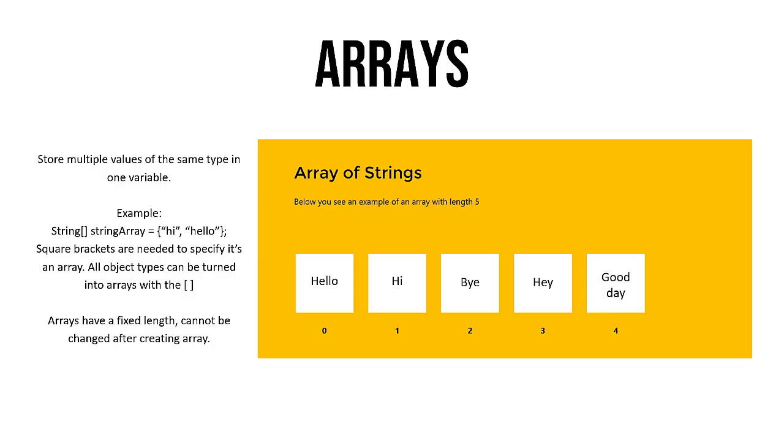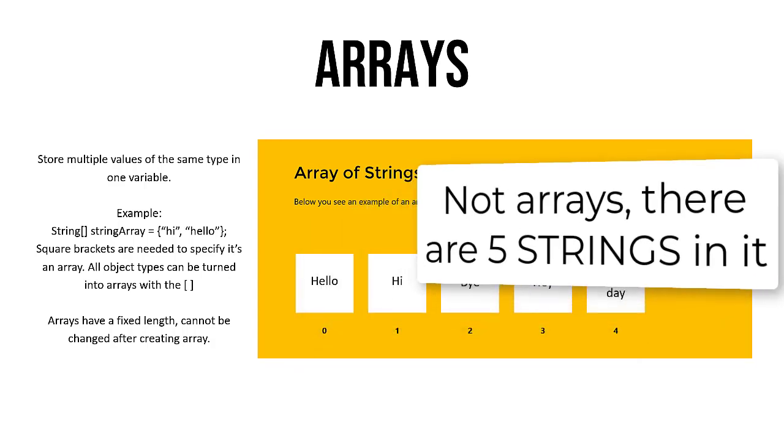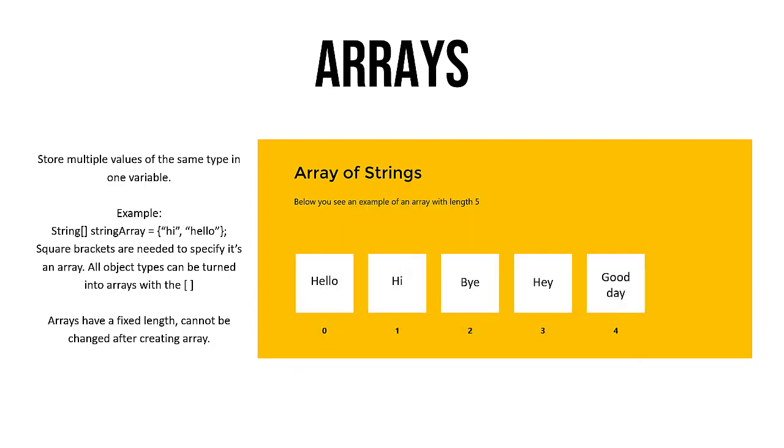Arrays allow you to store multiple values of the same type in one variable, a so-called array. You see an example of an array on this slide. It's a visual representation. This is an array of strings, and there are 5 elements in it. You can see it, these are the white squares. The length of this array is 5, but just as with strings, the maximum index of this array is 4. So again, we start to count from 0.